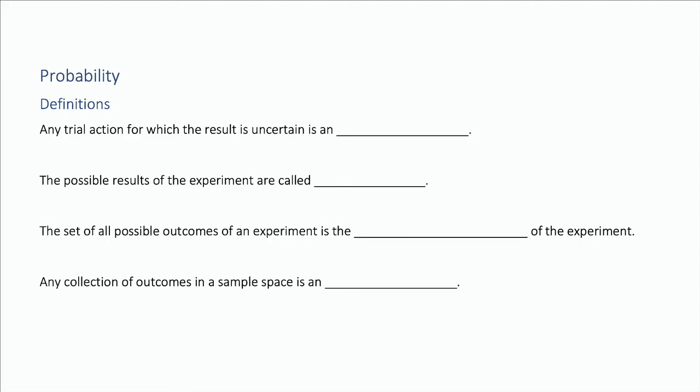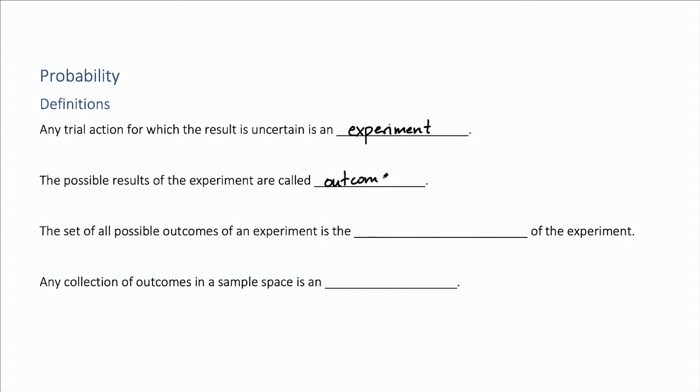To talk about probability, we need some definitions. So first of all, any trial or action for which the result is uncertain, we call an experiment. Okay, so when you do something and you don't know what's going to happen, the thing you're doing is called the experiment. Now, the possible results of the experiment, we call those outcomes.